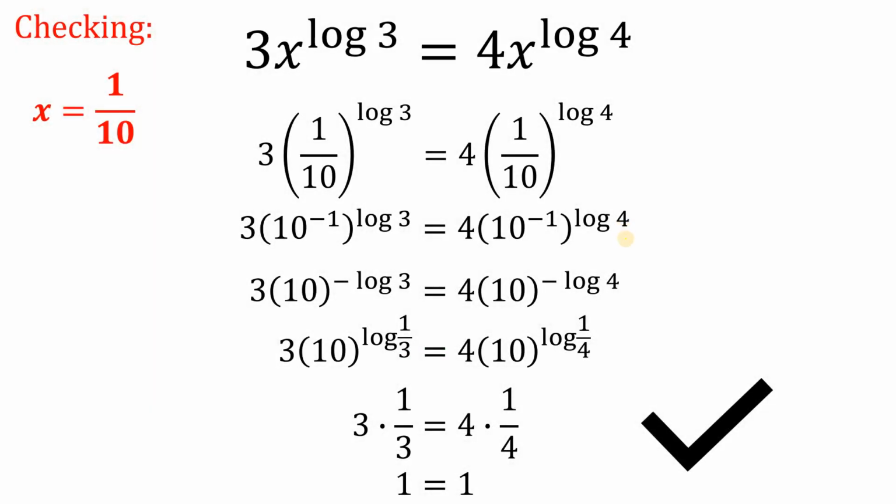And here's our checking. You can pause this video right now and see the checking. And as you can see, at the end, we have 1 on the left side and 1 on the right-hand side. So they are balanced. Therefore, x equals 1 over 10 is indeed a solution to this equation.